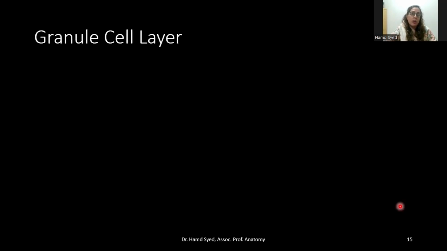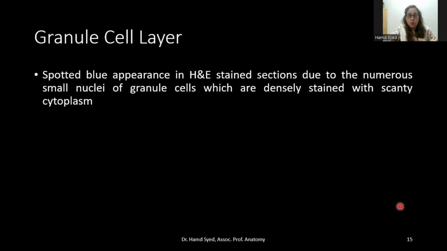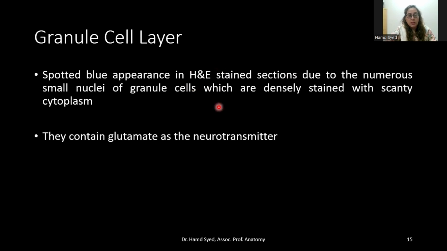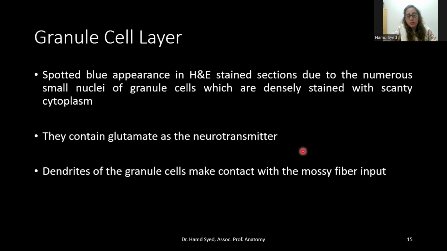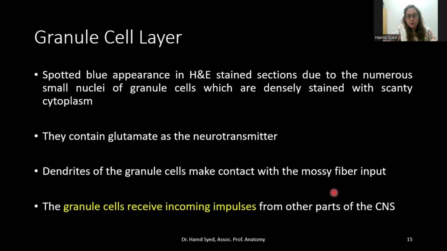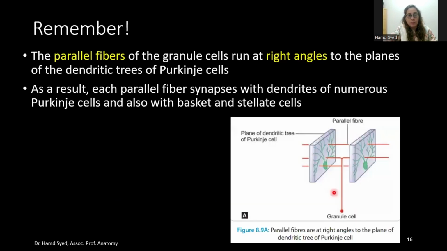Now let's come to the innermost layer of the gray matter of cerebellar cortex, which is the granule cell layer. Like I showed you in the histomicrograph stained with hematoxylin and eosin, there is a spotted blue appearance of the granule cell layer because of the large quantity of these small nuclei of granule cells, which are densely stained and have scanty cytoplasm. Over here, they contain glutamate as the neurotransmitter, and the dendrites of granule cells make contact with the mossy fiber input, whereas the granule cells receive incoming impulses through the input from other parts of the central nervous system.